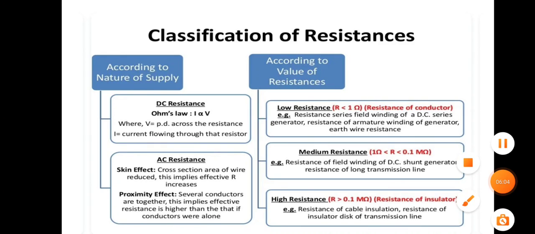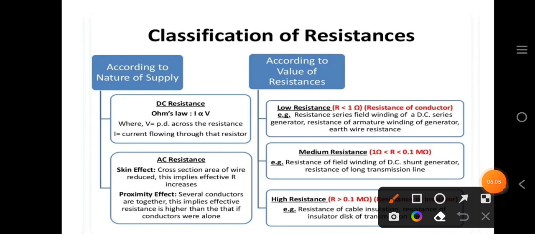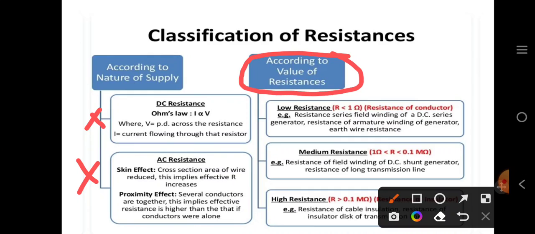Okay, so in our syllabus, we need not study these two points, though they are very important, but we will concentrate on the topics that we have in the syllabus only. So according to value of resistances, there are three types of resistance. First one is low resistance, second is medium, and third one is high resistance. Now what is the low resistance?